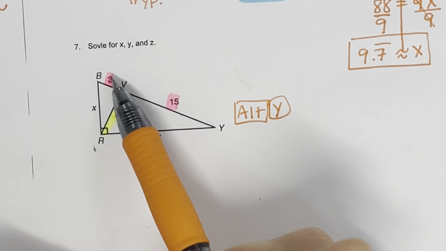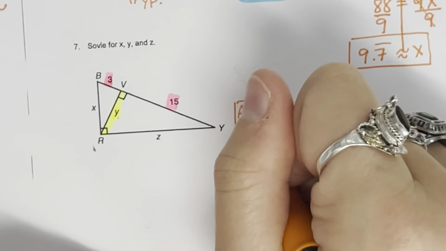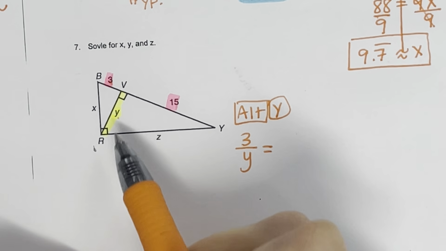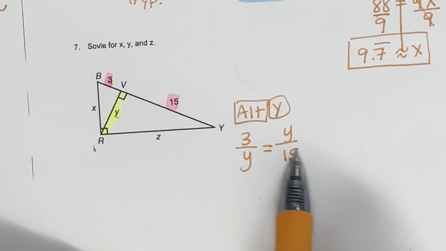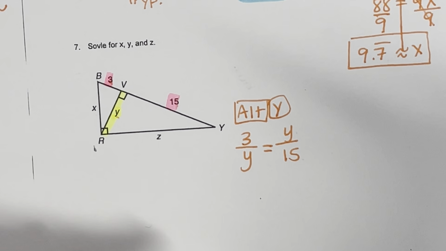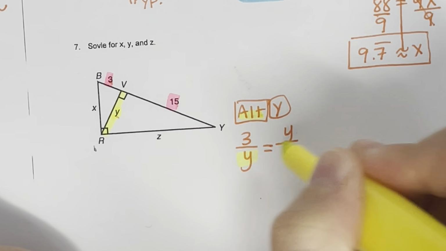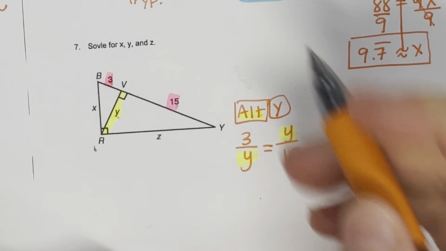We're going to do segment over altitude, 3 over y is equal to altitude over segment, y over 15. Doesn't matter which one you did first. All that matters is that your y's, your altitudes, match up. So I'm going to do some cross multiplication. Y times y is y squared.